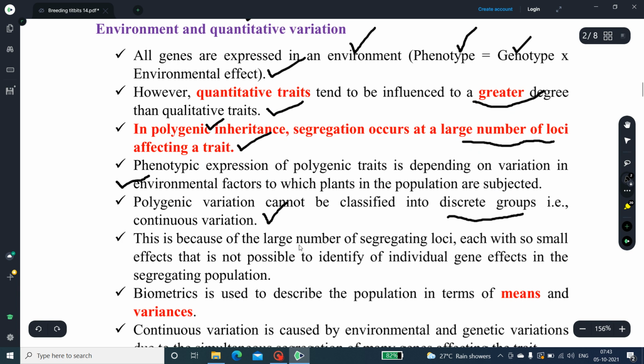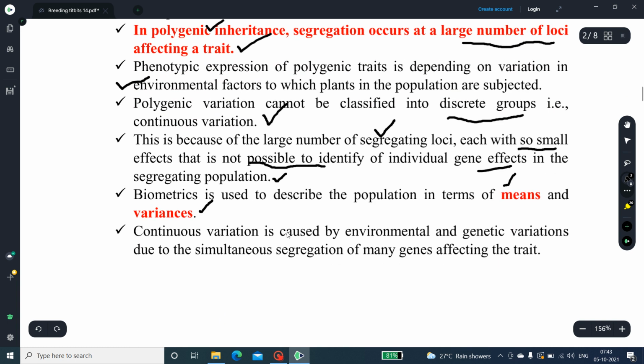This is because of the large number of segregating loci, each with such small effects that it is not possible to identify individual gene effects in this segregating population. Biometrics is used to describe the population in terms of means and variances. Continuous variation is caused by environmental and genetic variation due to the simultaneous segregation of many genes affecting the trait.